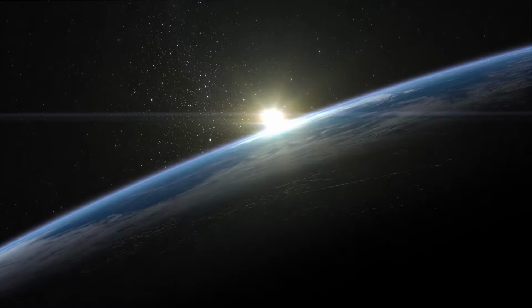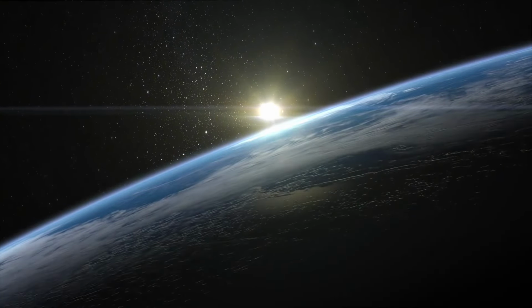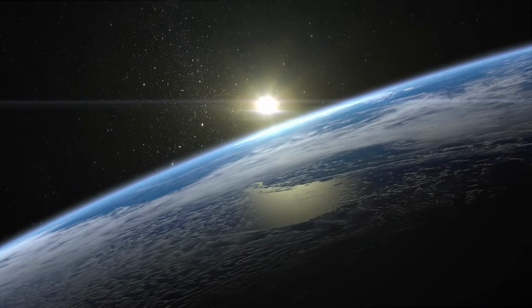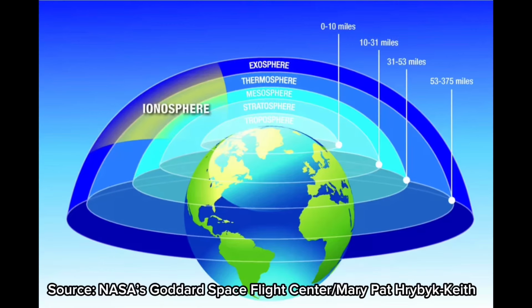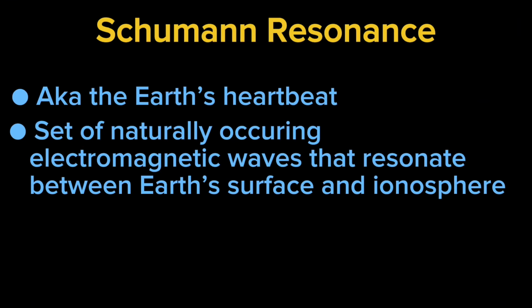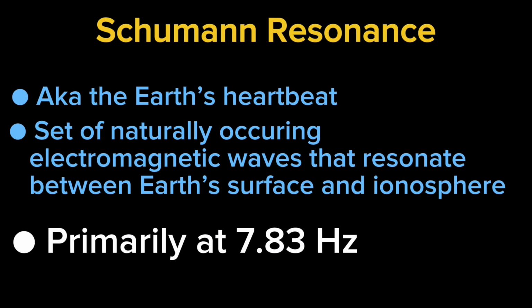We also have the Schumann resonance, which is often referred to as Earth's heartbeat. This is the set of naturally occurring electromagnetic waves that resonate between Earth's surface and the ionosphere. Its fundamental and most common frequency is 7.83 Hz. This has a digital root of 9.